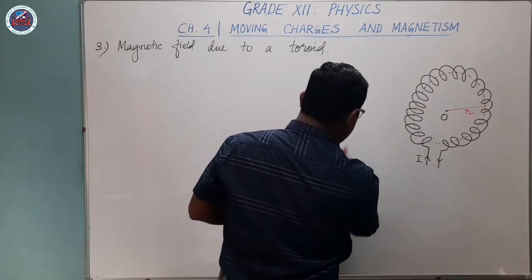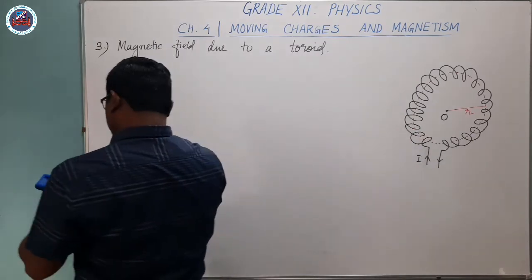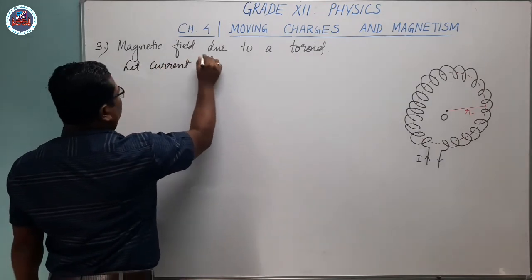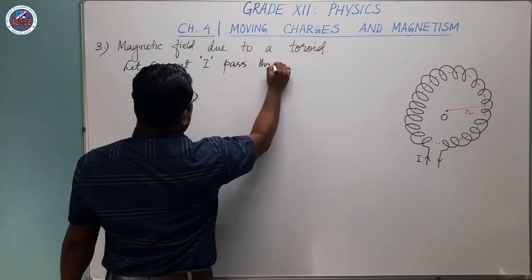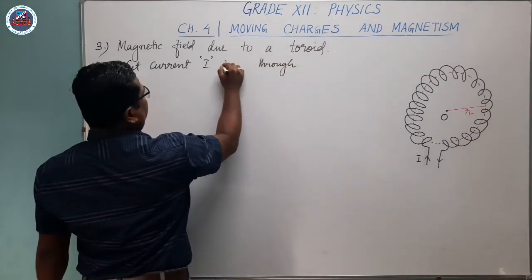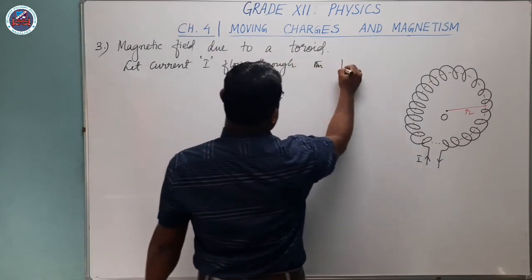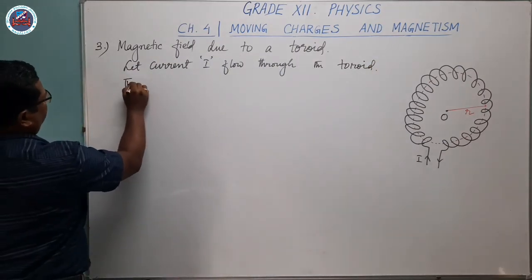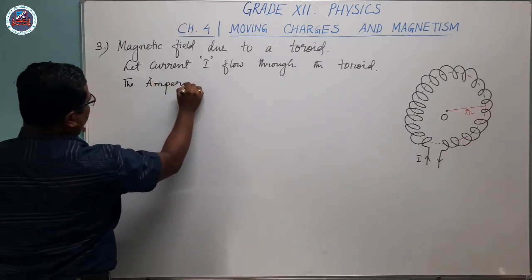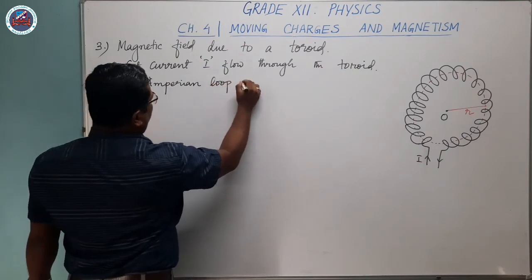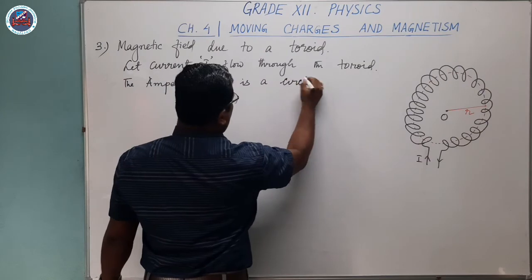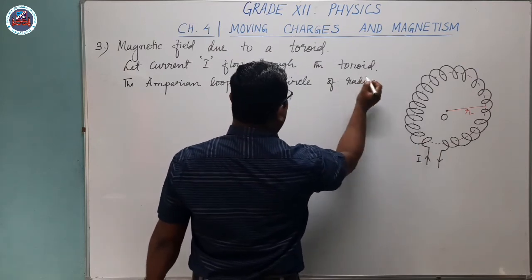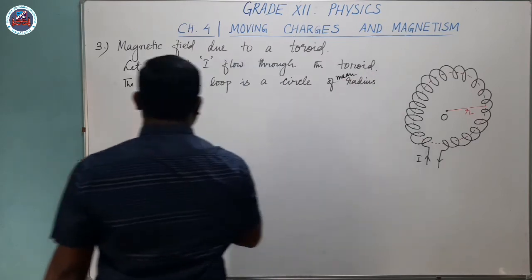So now to find out the magnetic field inside the toroid, write down here that current I flows through the toroid. The Amperian loop is a circle of mean radius R. Better we write mean radius R.